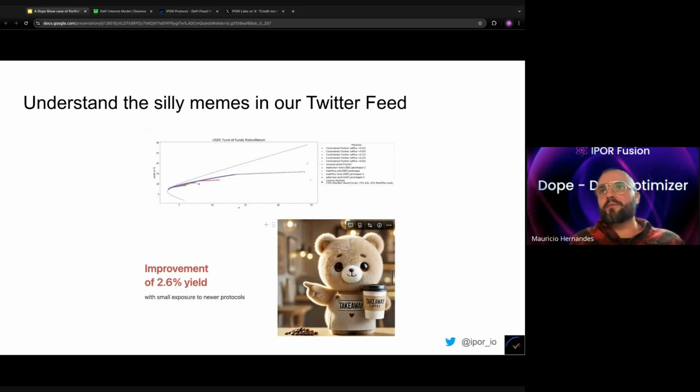And the most important, I have to admit, if we start using something like dope, you're going to start understanding some of the memes we post on Twitter. So I would say maybe that's the most important effect of today.